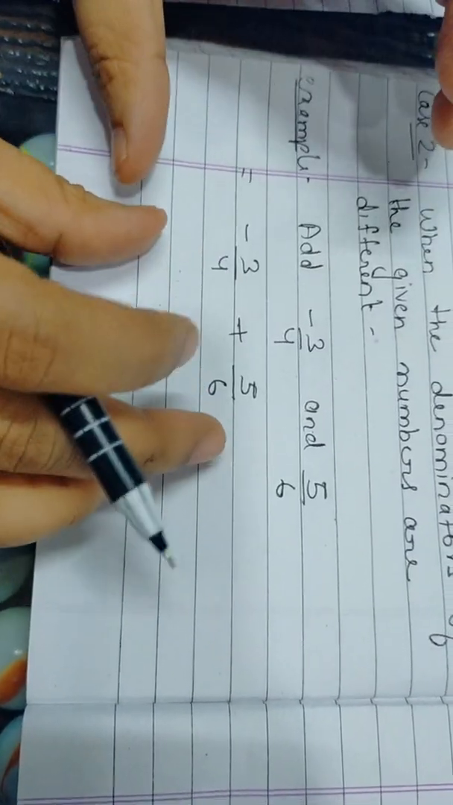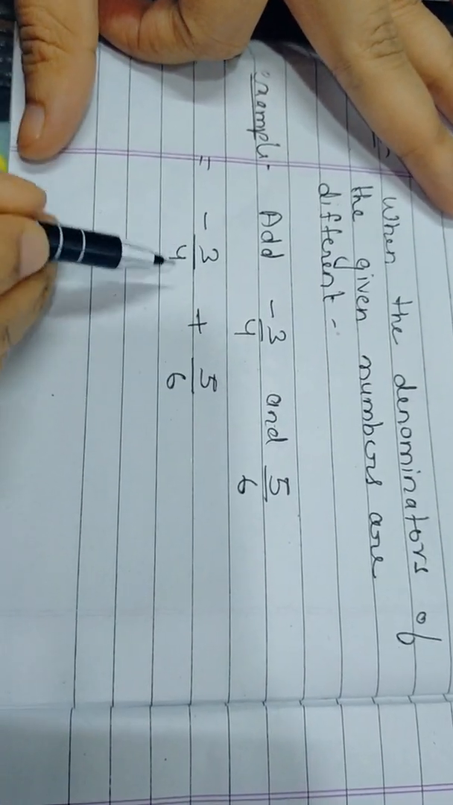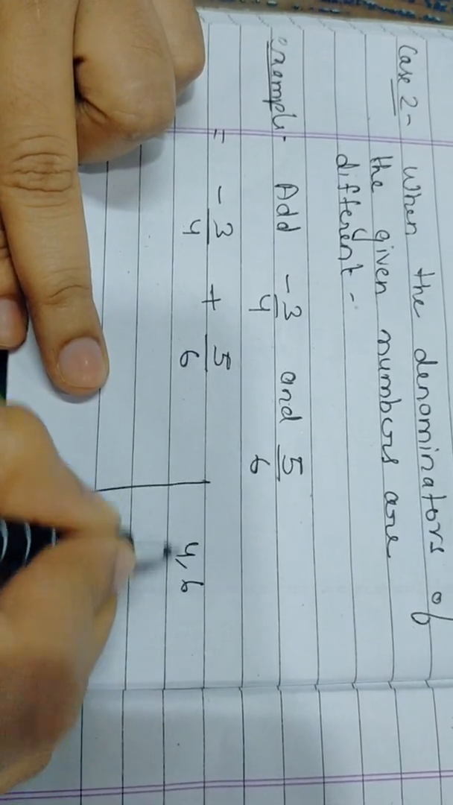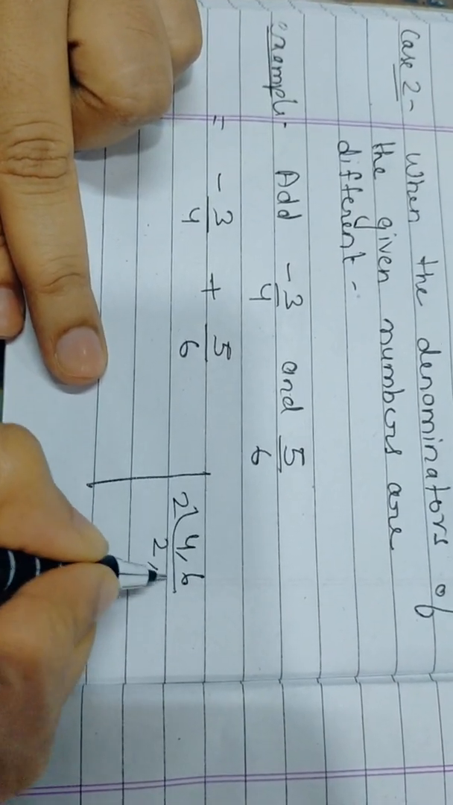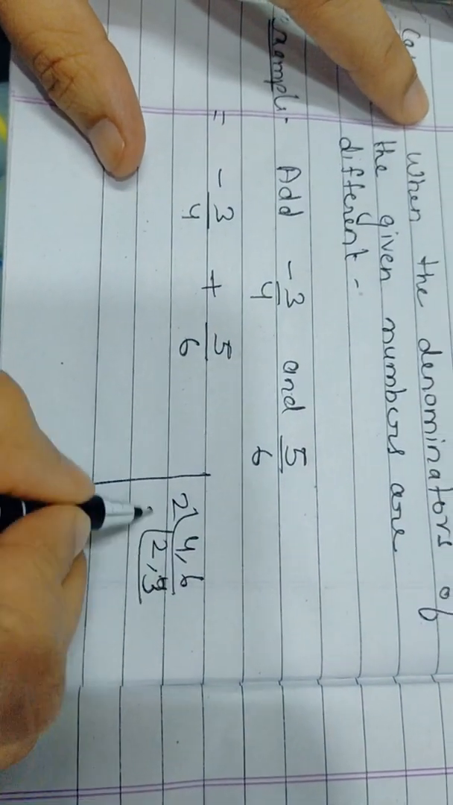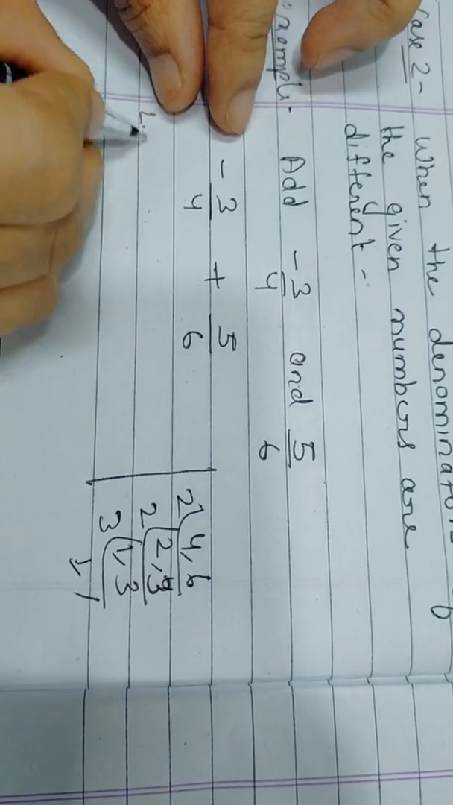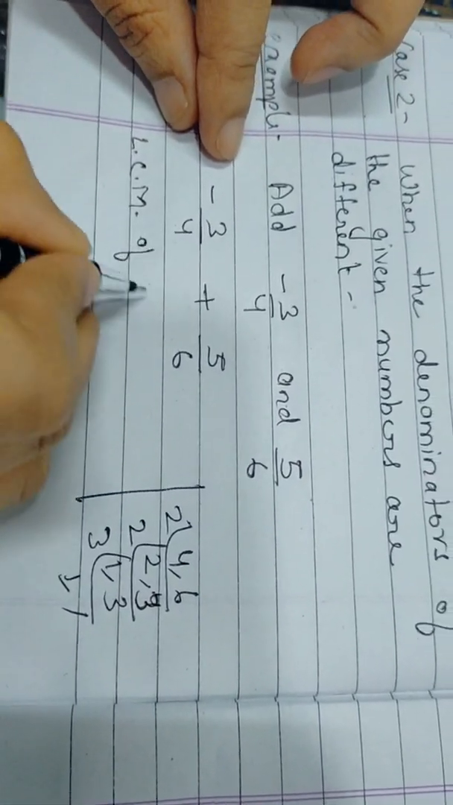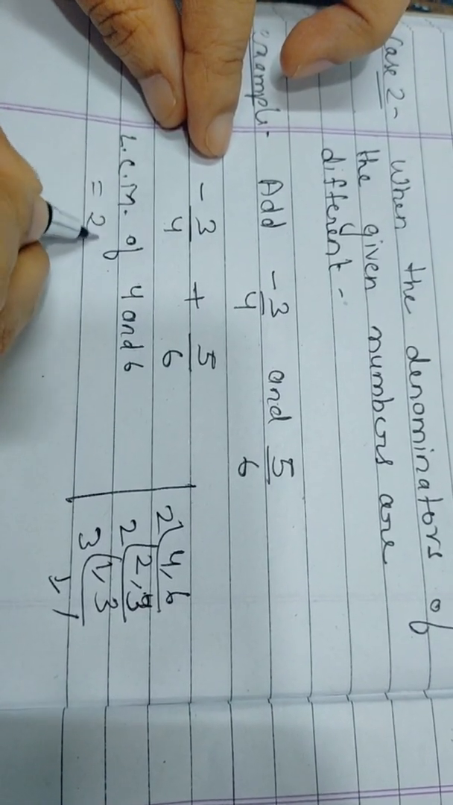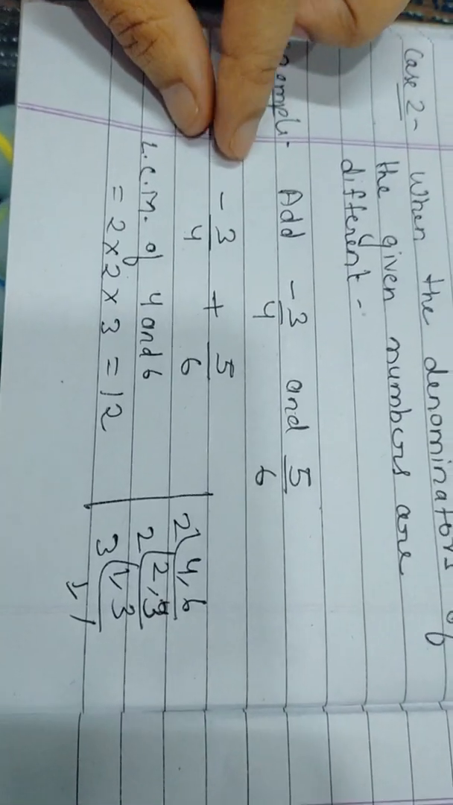So to solve it, first we have to take the LCM of the denominators, that is 4 and 6. Let us do that. Let us take its LCM. 2 2s are 4, 2 3s are 6. Then 2 1s are 2 and 3 1s are 3. So we have LCM of 4 and 6 equals 2 into 2 into 3, that is 12.